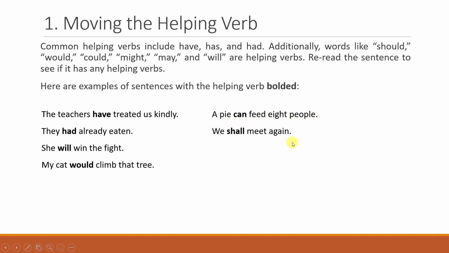We shall meet again. I was standing. Your brother has been growing quickly. Pay attention that this last sentence has 2 auxiliary verbs.